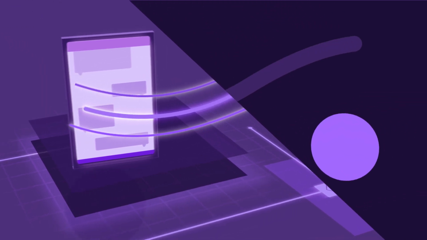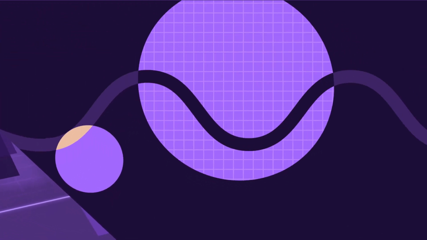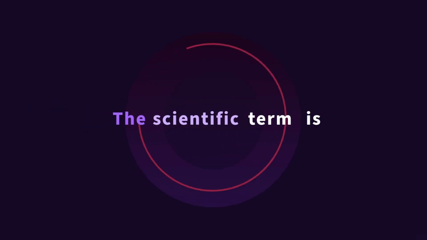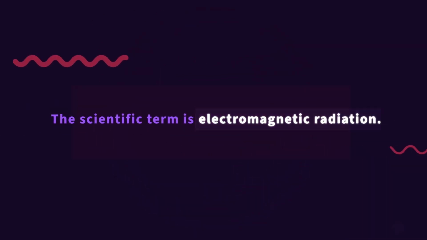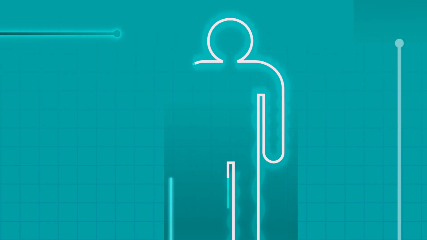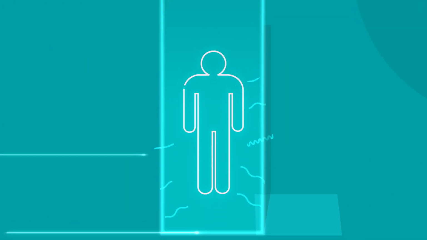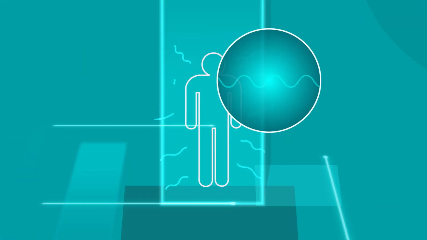Whenever you make a call or send a text, your mobile phone uses radio frequencies. What are radio frequencies? Well, they're actually a form of energy that moves in the shape of a wave. That's why we also call them radio waves. The scientific term is electromagnetic radiation. And while that sounds scary, it surrounds us all the time. In fact, the heat from our bodies is radiation.